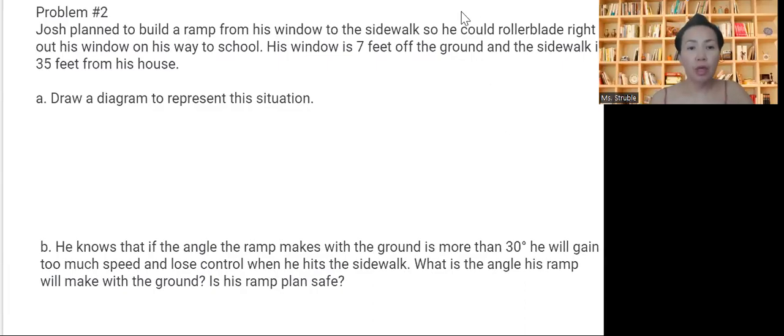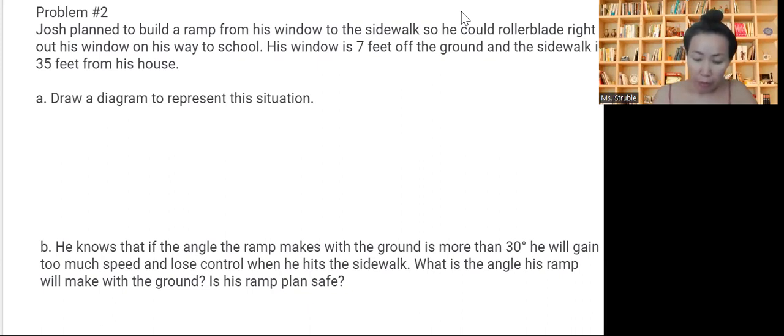Problem number 2. Josh planned to build a ramp from his window to the sidewalk so he could rollerblade right out his window on his way to school. His window is 7 feet off the ground and the sidewalk is 35 feet from his house. Draw a diagram to represent the situation.